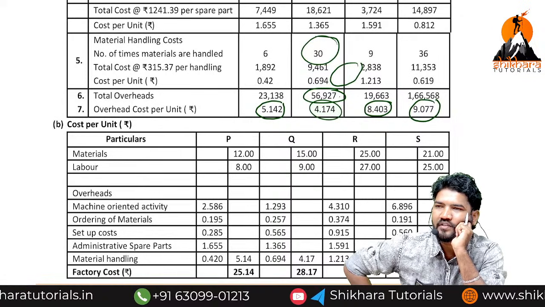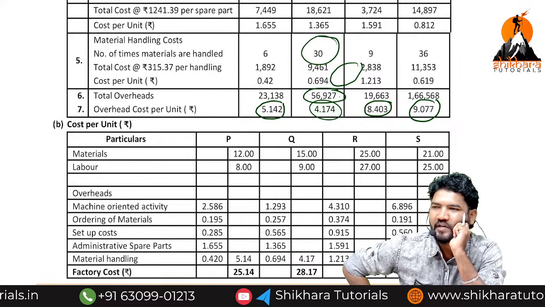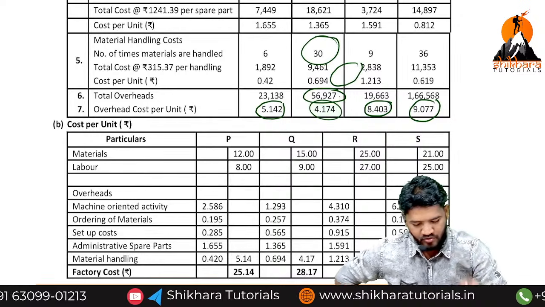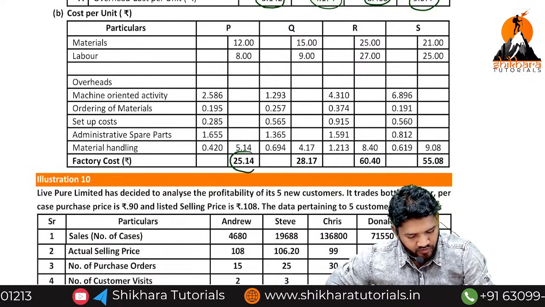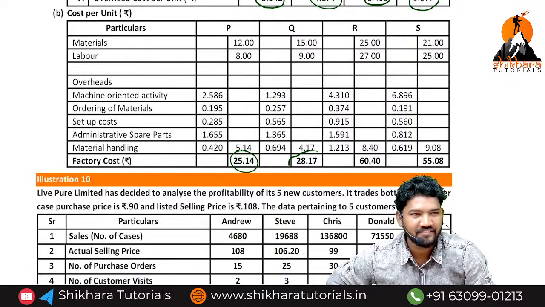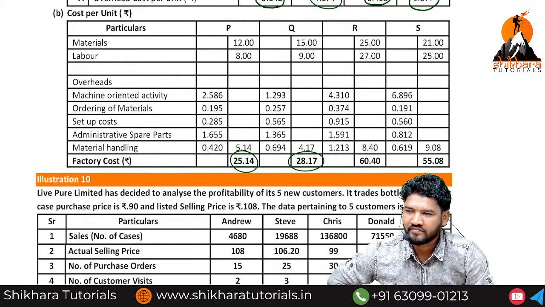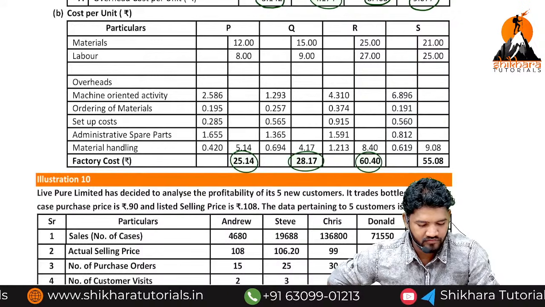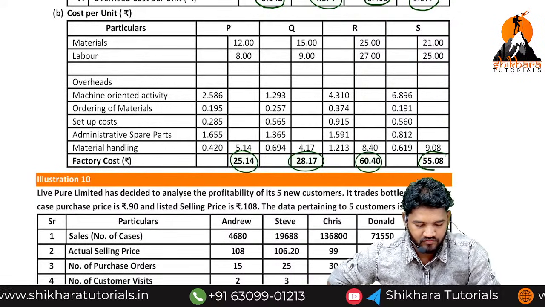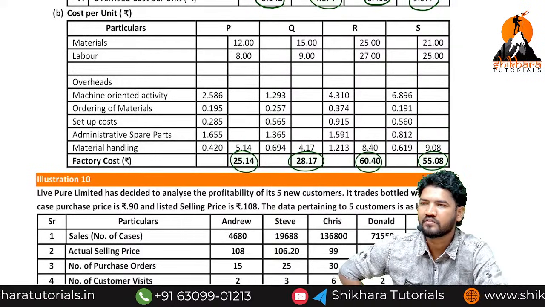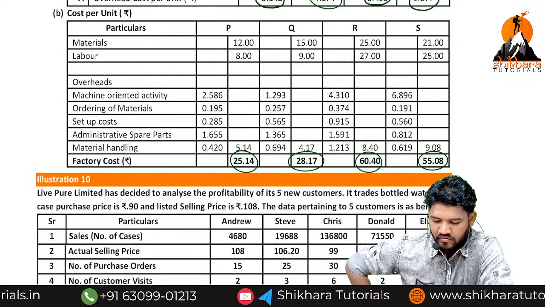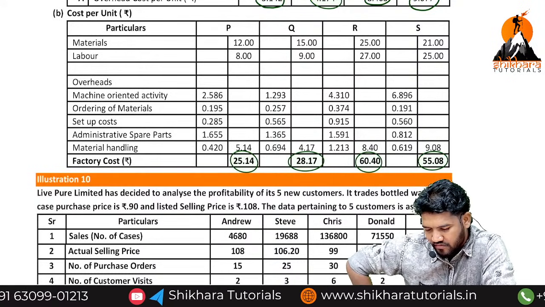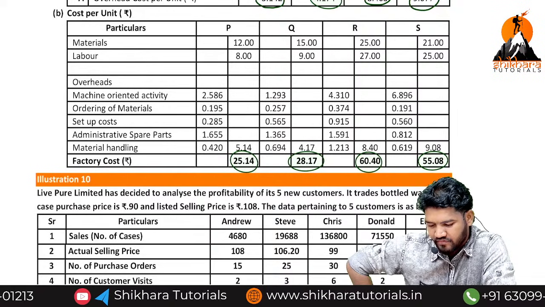Girls, speed up. Completed? Total cost per unit. Super. 20, 14, okay. 60.4, okay. They rounded off with 8. 13 minutes. 9 plus 6, 15 minutes.